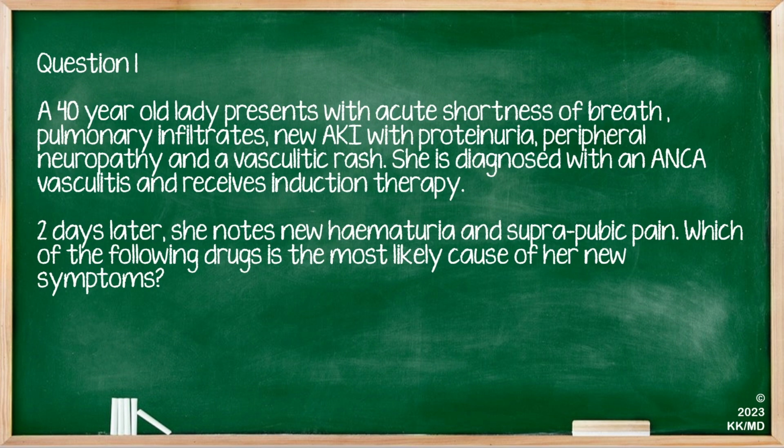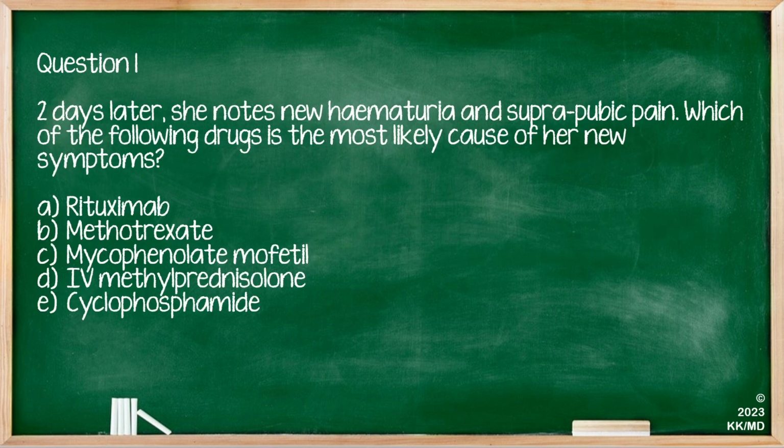So now it's time for some questions. Question 1. A 40-year-old lady presents with acute shortness of breath, pulmonary infiltrates, a new AKI with proteinuria, peripheral neuropathy, and a vasculitic rash. She is diagnosed with an ANCA vasculitis and receives induction therapy. 2 days later, she notes new hematuria and suprapubic pain. Which of the following drugs is the most likely cause of her new symptoms? So the options in this case are rituximab, methotrexate, mycophenolate, IV methylprednisolone, or cyclophosphamide.